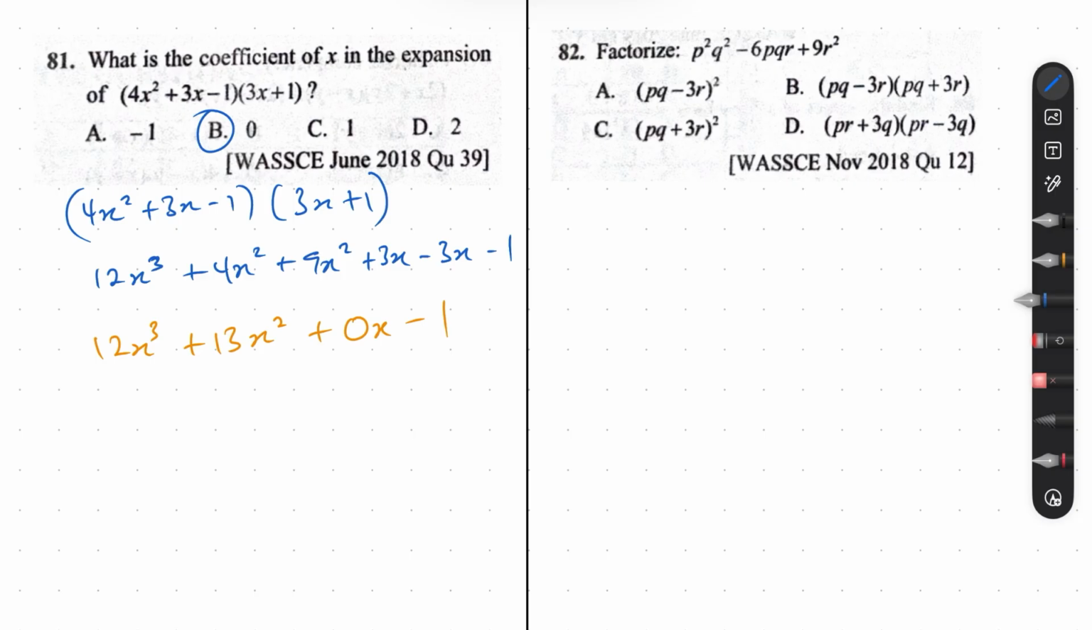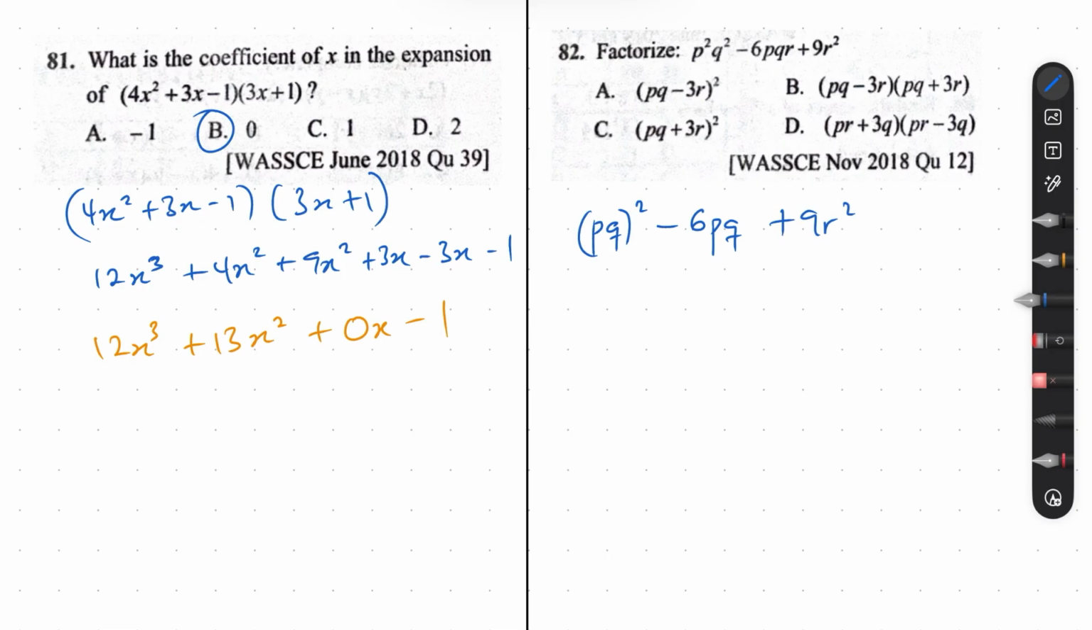Cool, let's move on to question number 82. Question number 82 says, factorize this. Okay, so let's write it down. When you look at this expression, you can see that we can rewrite this as just PQ all squared, okay? So we can have a quadratic of PQ, okay? So let's write it like that. We have PQ squared minus 6PQ plus 9R squared, okay?